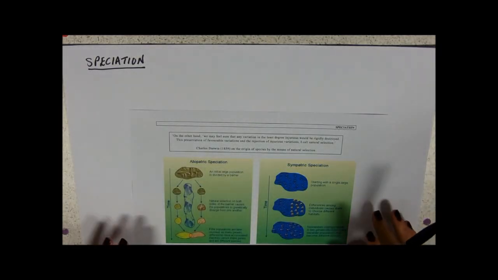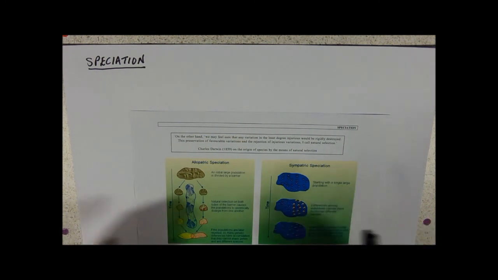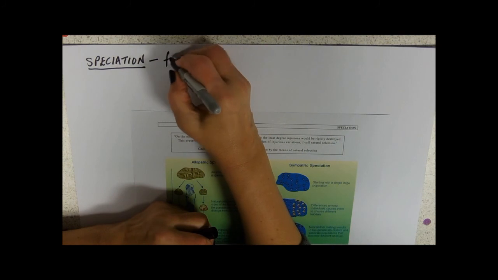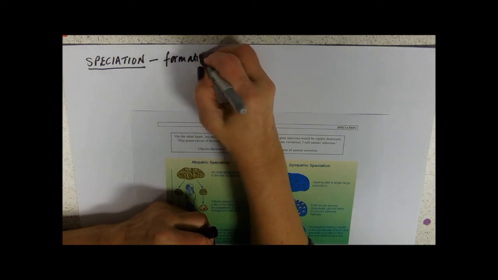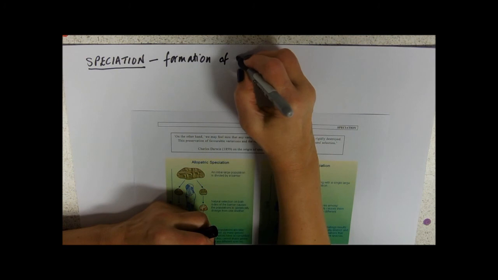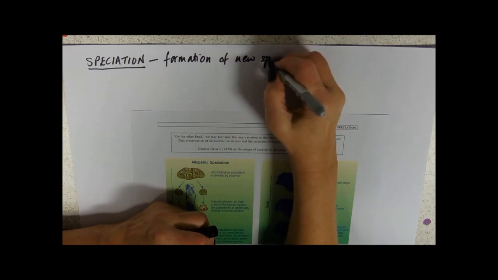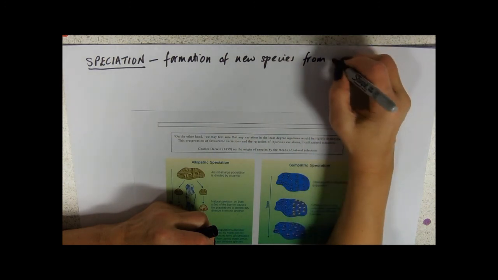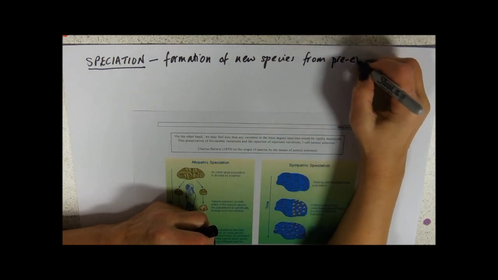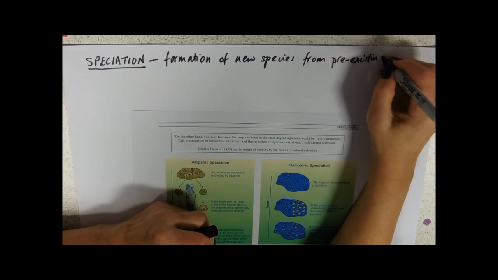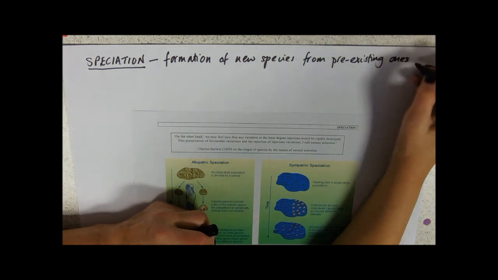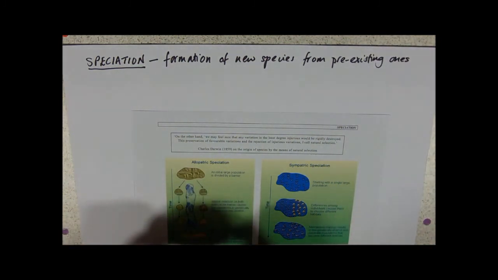Okay, we're going to talk about speciation now. And speciation is particularly the formation of new species from pre-existing ones. So these are not species that are, I don't know, magically appearing from nowhere. You have to have something to start with, chicken and egg thing.